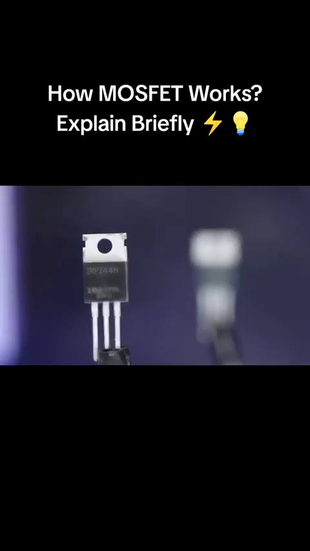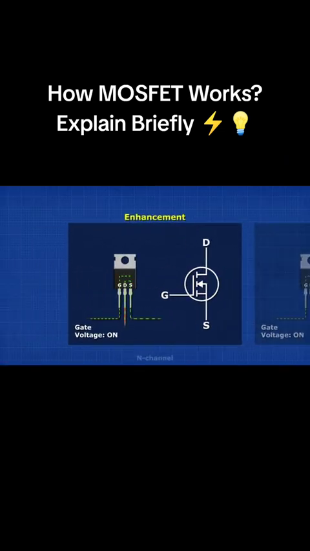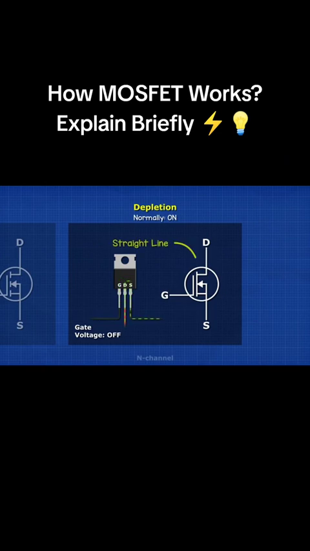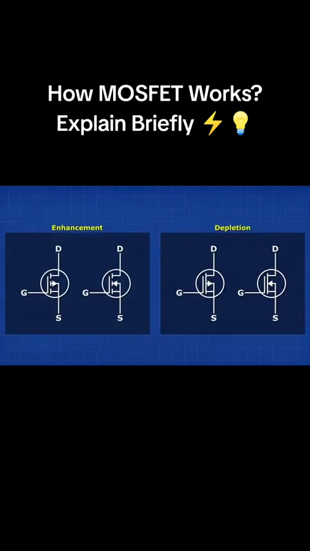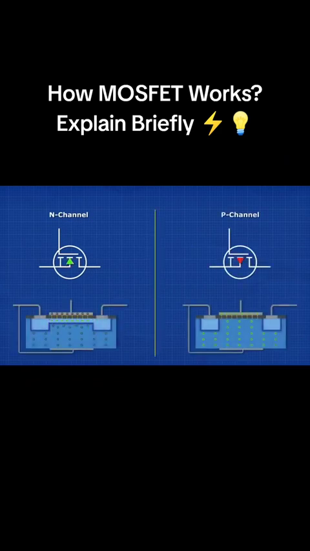These components will look almost identical, but looking at the symbols, we can see the enhancement type has a broken line across the terminals, and this indicates that it is normally off. However, the depletion type has a straight line, indicating it is normally on. Both of these MOSFETs will come in either N-channel or P-channel versions. If we look closely, we can see there is a small arrow indicating this. This arrow just refers to how the semiconductor is manipulated, but I'll explain that in just a moment.